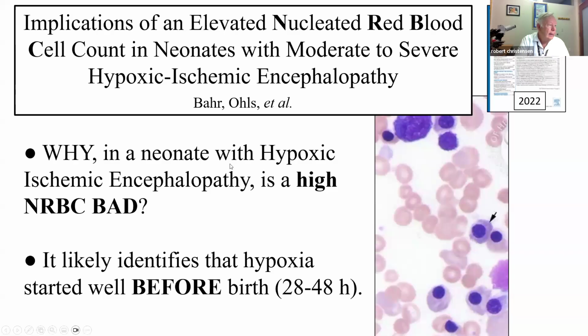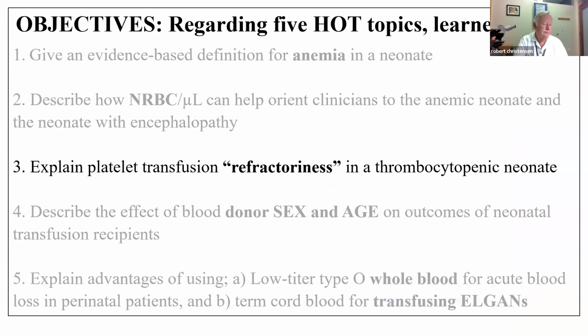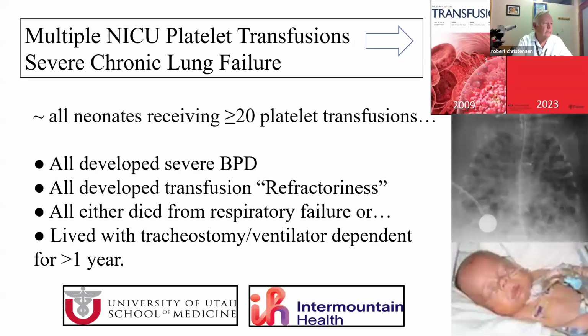So why, in a neonate with hypoxic ischemic encephalopathy, is a high nucleated red cell count at the time of birth a bad signal? I think it's because it identifies that that baby has had hypoxia that started well before birth, 1 day, 2 days, maybe 3 days. And maybe that's a little more difficult to recover from than a hypoxic event that just occurred a few hours before birth. Now we're going to move on to platelet transfusion refractoriness.